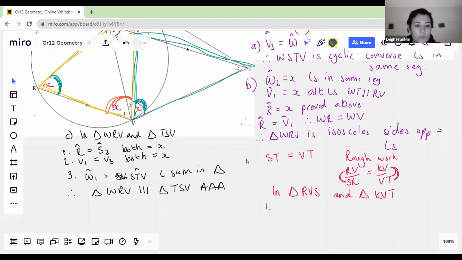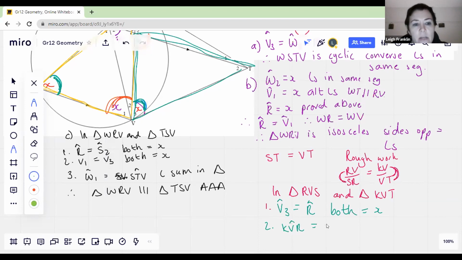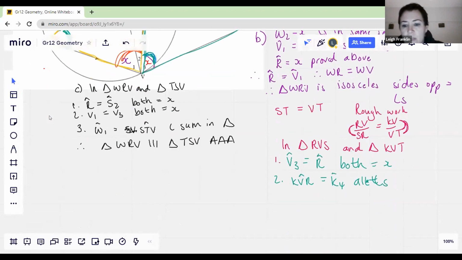All right, so very quickly, because we're running out of time. In these two triangles, first point, angle V3 equals angle R, both equal X. Angle KVR is equal to angle K4 because they are alternate angles, and that is because WT is parallel to RV.